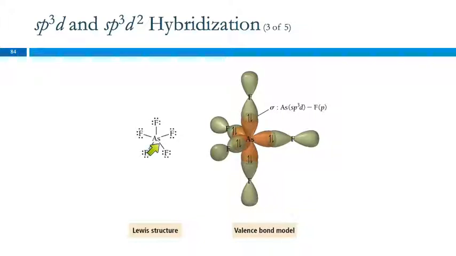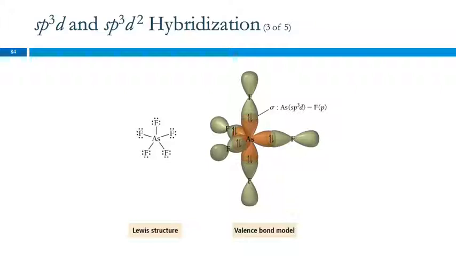So AsF5, the Lewis structure, we've got 5 single bonds around the arsenic. That's 5 electron groups. So sp3 will get us 4, but we need 1 more. So then we have to bring in d. And so we're going to get these hybrid orbitals here, 5 orbitals, and each of these can make a sigma bond with one of those p orbitals from the fluorine.